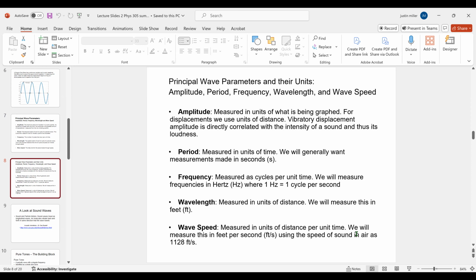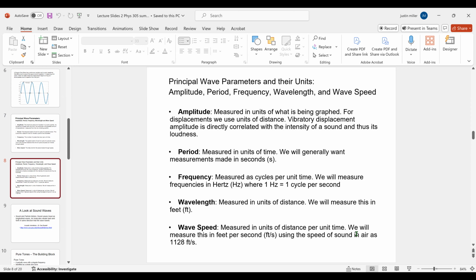The rest of them are pretty straightforward. Period, we measure in units of time. And what we generally want to measure periods in, time-wise, is seconds. So everybody's on the same page, we'll measure periods in seconds. And I say, hey, the period of this wave is 0.00137 seconds. There we go. We've got some units of time and some numeric value that tells us how much.